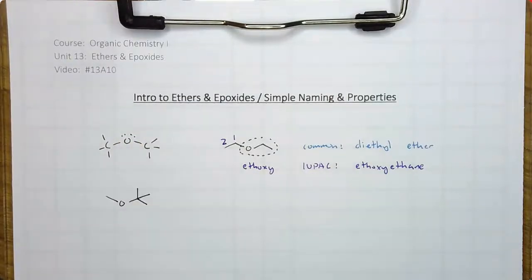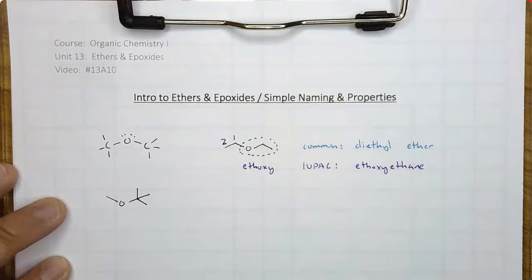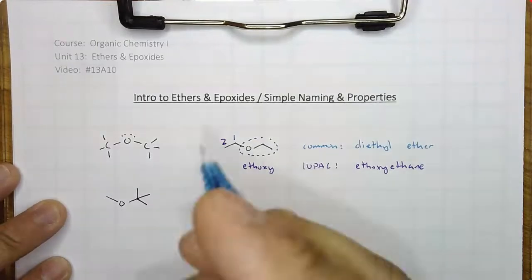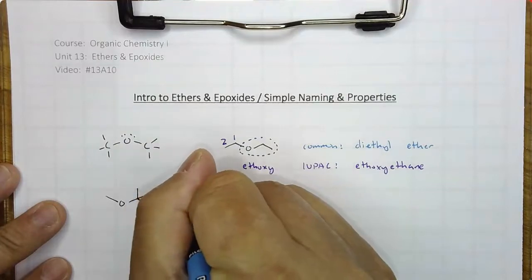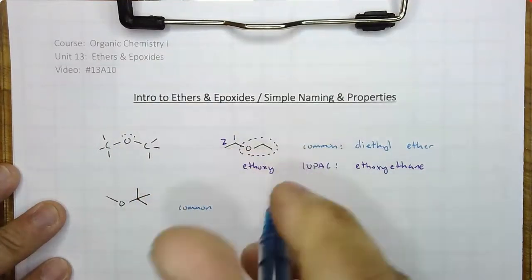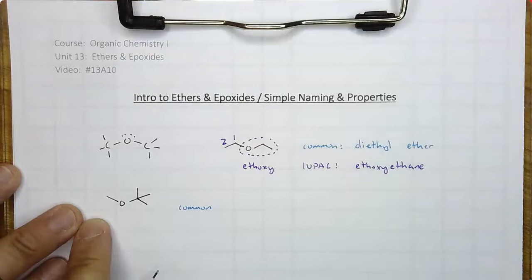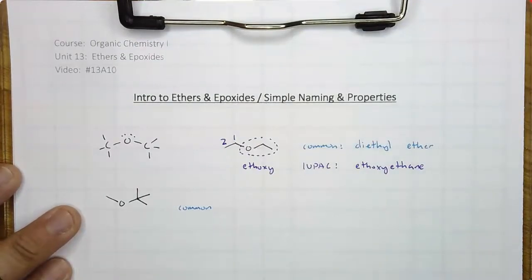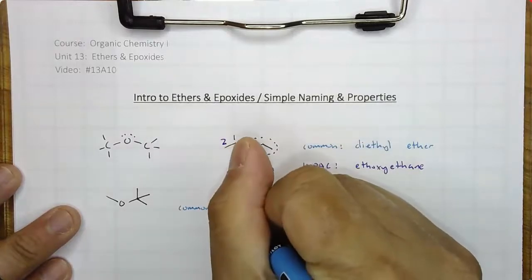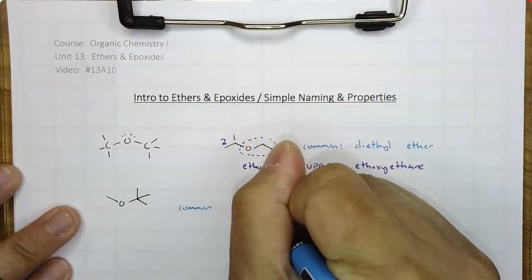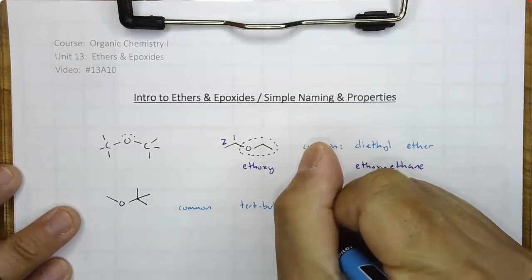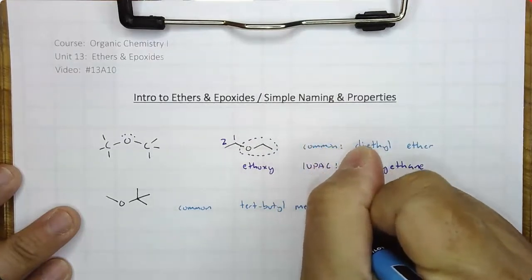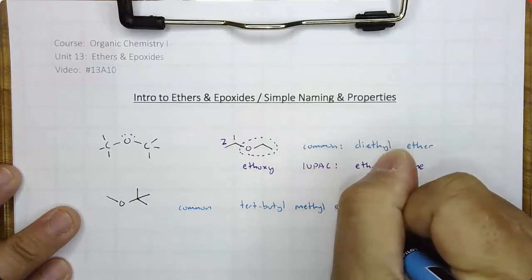Alright, this one's interesting because it's not symmetrical. If I was to name this using the common nomenclature, we have two groups. We have a tert-butyl and a methyl. When you have tert-butyl, you alphabetize based on the B. This would be tert-butyl space methyl space ether.